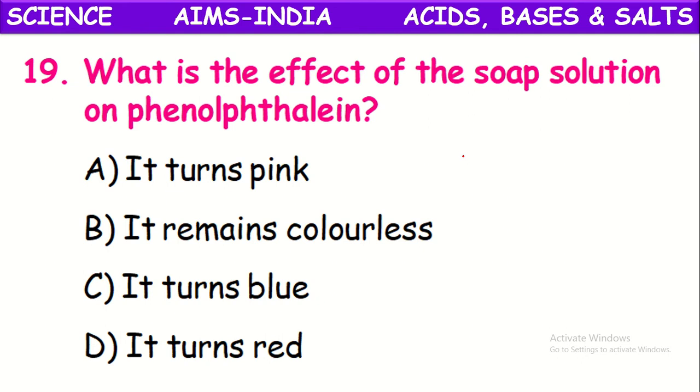Next one. What is the effect of soap solution on phenolphthalein? We know soaps are slippery and they have a slight bitter taste because of the presence of bases in them. So soaps contain base. Now what is the effect of base on phenolphthalein? We know bases will turn phenolphthalein pink. So as soaps also contain bases, they turn pink. So the effect of soap on phenolphthalein is it turns pink.